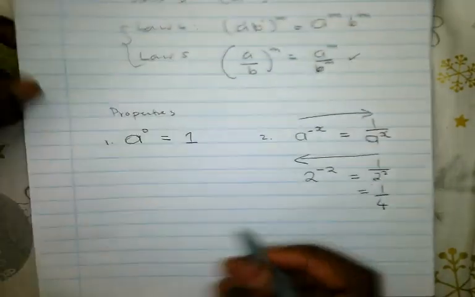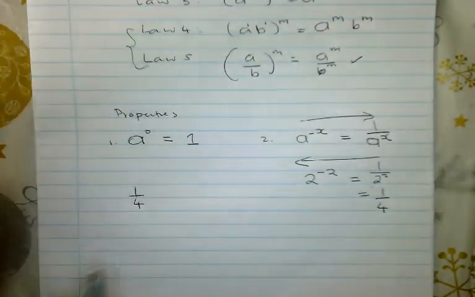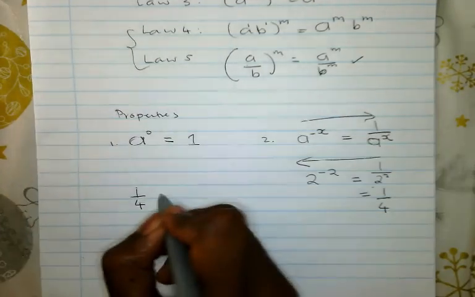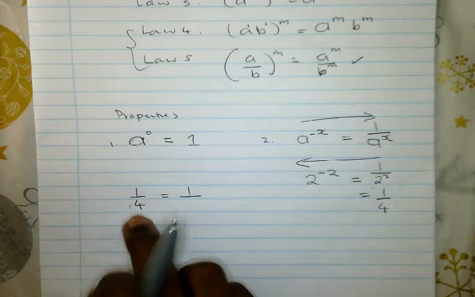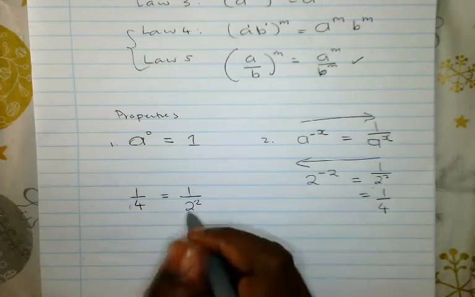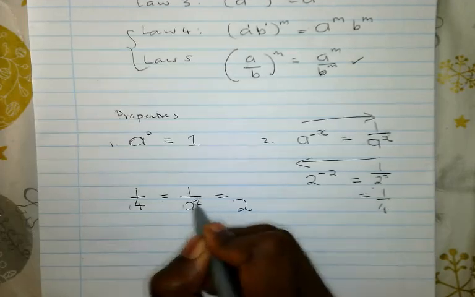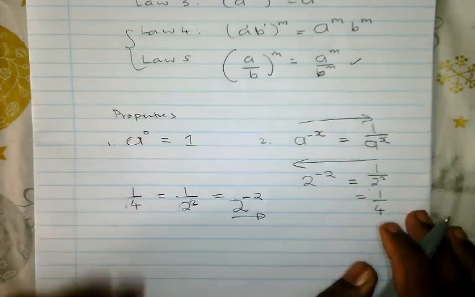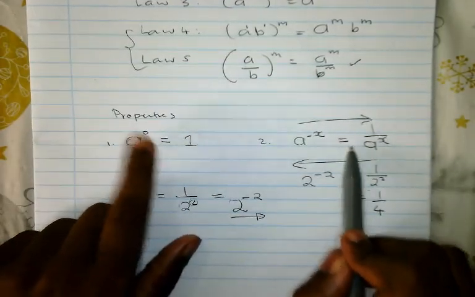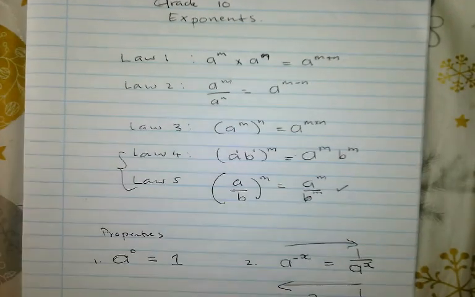And you need to be able to go the other way. If we were given 1 over 4 and they say write it as an exponent, we're going to change the 4 to a prime base. This is going to be 2 squared, and then this becomes the base, and the exponent becomes negative now. I hope you get it. So these two properties are very important together with the laws that we are given. So let's do questions.